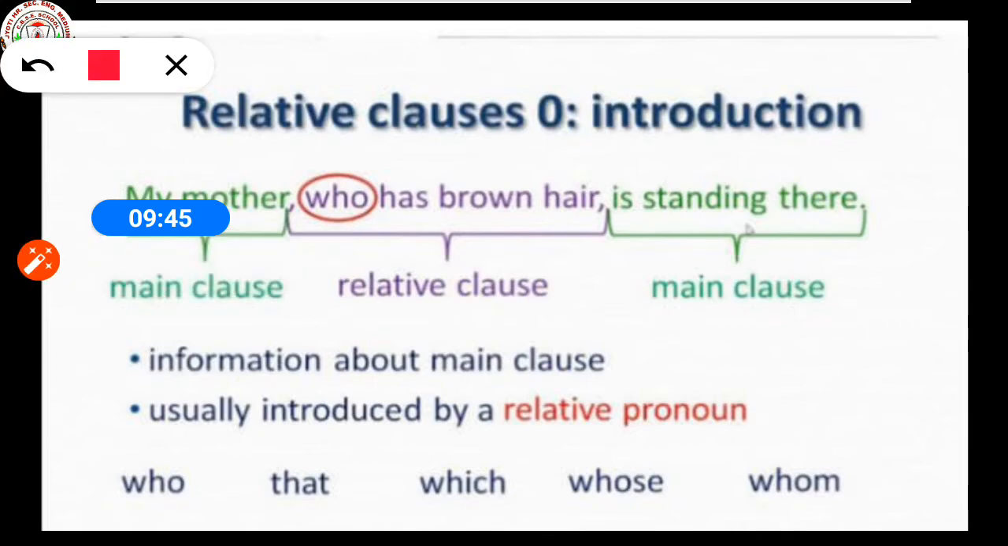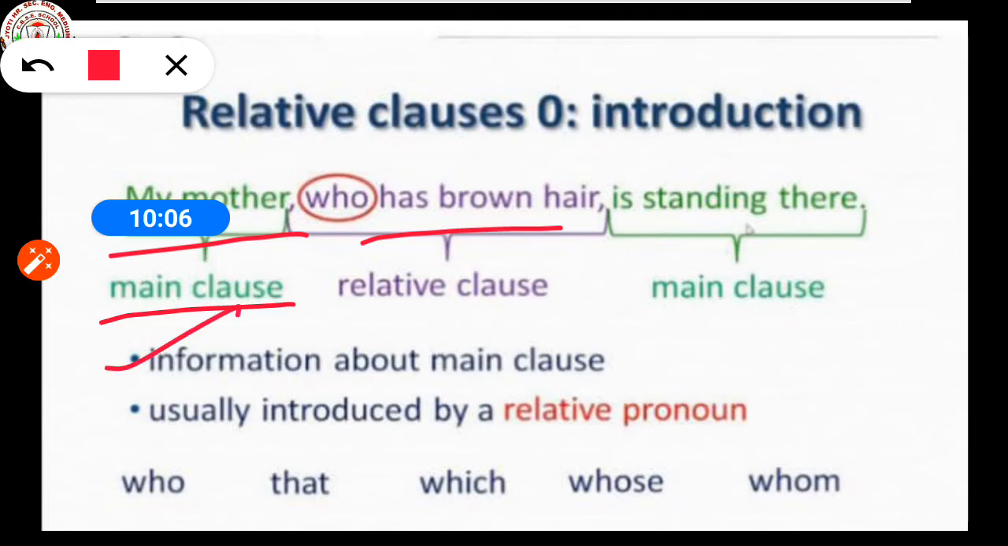Here you can see the example. My mother who has brown hair is standing there. "My mother" is a main clause.